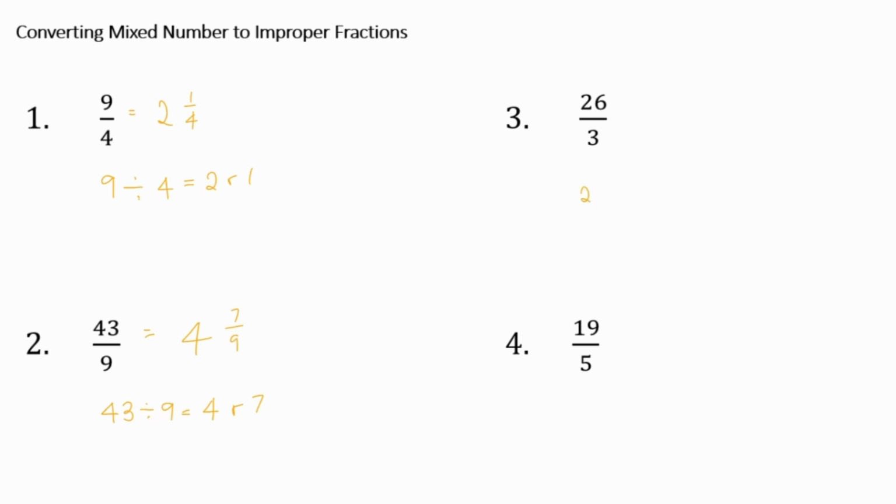For number 3, we have to do 26 divided by 3. So we're looking at the 3 times table, and we are going to use 24, which goes into that 8 times. So we are going to put 8, and we have a remainder of 2. So to write this as a mixed number, 8 will be our whole number, our remainder 2 will be the numerator, and 3 will be the denominator.